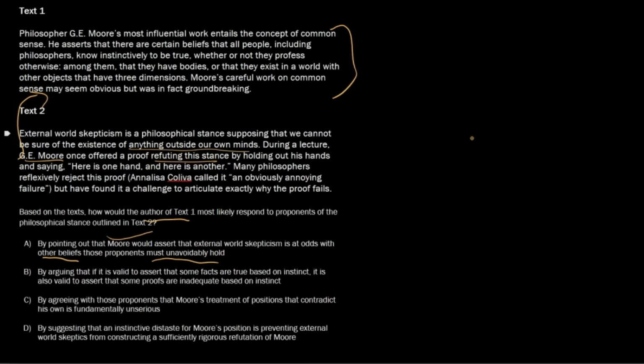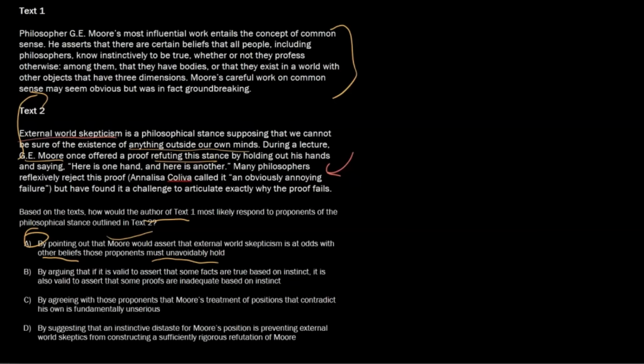Okay, and I would say that this immediately is our answer. All right, why is this? Because Moore is asserting that to even think about external world skepticism, you can't be sure of anything. So to be sure of anything, you need to have your basis. You need to be sure of something to be sure of anything, right? So I would say this is A.